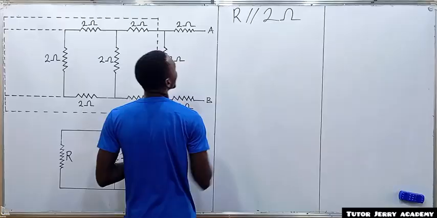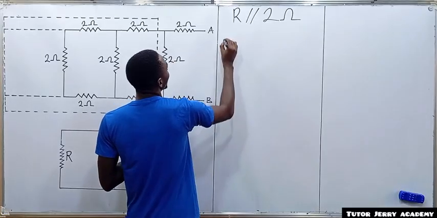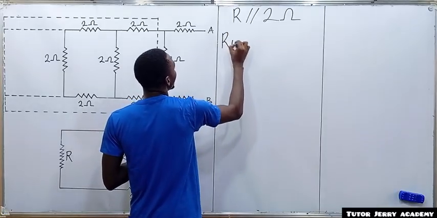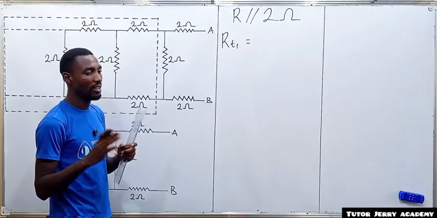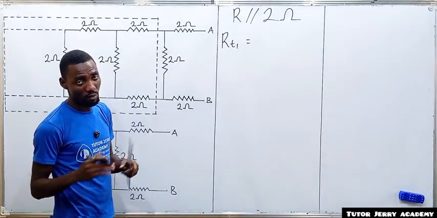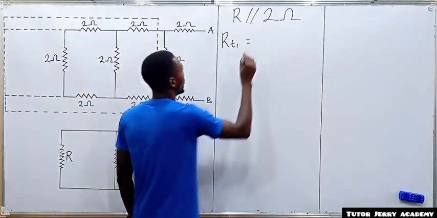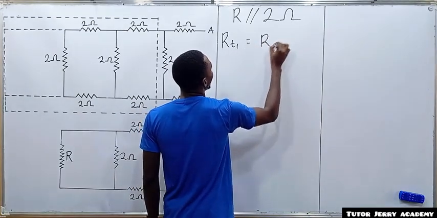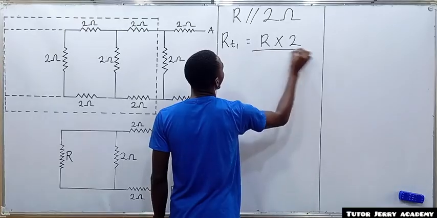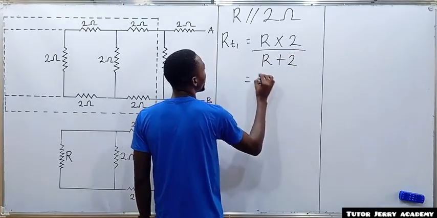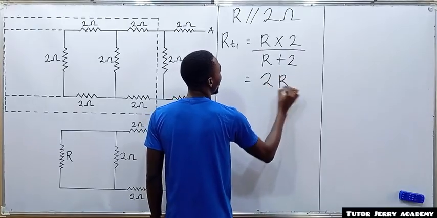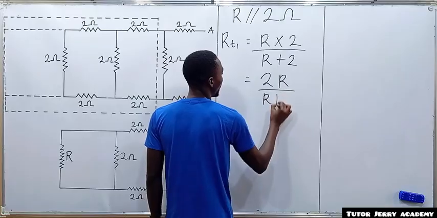So we can find the equivalent of this first. Let's call the equivalent RT1. When we have 2 resistors in parallel, it's going to be R1 multiplied by R2 all over R1 plus R2. So this is going to be R multiplied by 2 all over R plus 2. So this will give us 2R all over R plus 2.